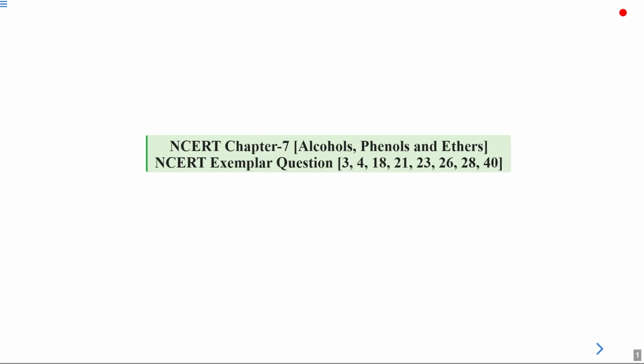Hello students. So today we are going to solve the NCERT Exemplar questions of our chapter 7, that is alcohol, phenols and ethers. And we are going to solve question number 3, 4, 18, 21, 23, 26, 28 and 40.